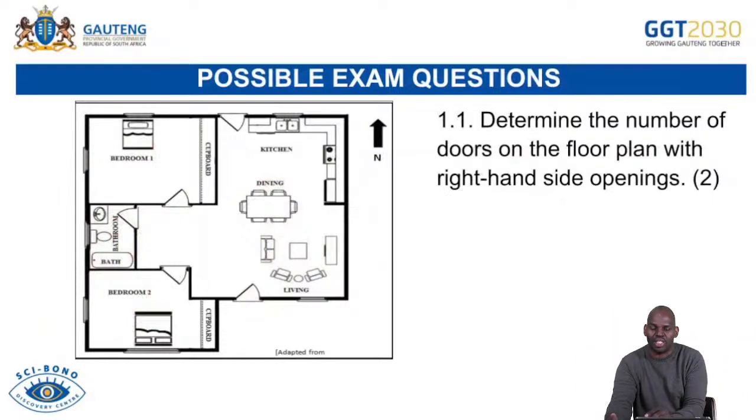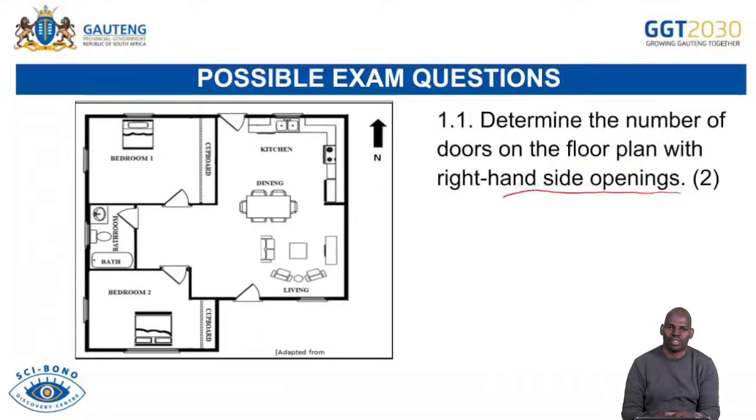So in this case, when they say determine the number, the first thing you must know is the symbol. Determine the number of doors on the floor plan with right-hand side opening. So it's not just any door, but the one that opens to the right-hand side. So you'll see on the plan, if I start with this one, this is the first door. It clearly indicates to which side the door swings. You can see that the door swings to the left hand side.